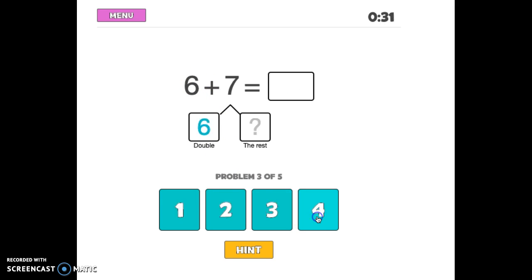6 plus 6 is 12, plus 1 more is 13. 3 plus 3 is 6, plus 1 more is 7. 8 plus 8 is 16, plus 1 more is 17.